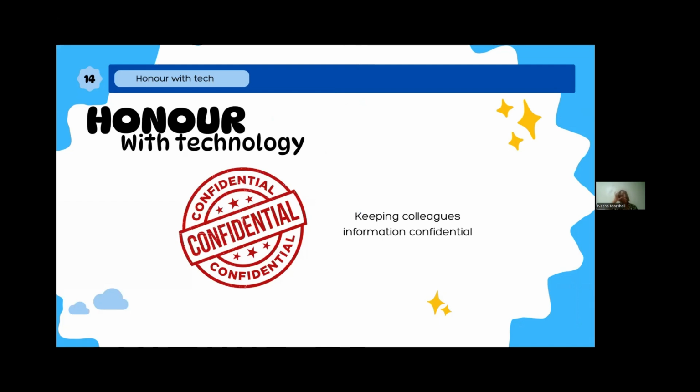I exercise my honor with technology by keeping my colleagues' information confidential. Because of my knack for technology, a lot of my colleagues come to me and ask for assistance with a lot of their technical activities and technical preparation of materials for our students, and also online testing as well. And as a teacher, I am exposed to a lot of their personal, sensitive information. However, because I operate with honor as a teacher leader, that information stays confidential with me.